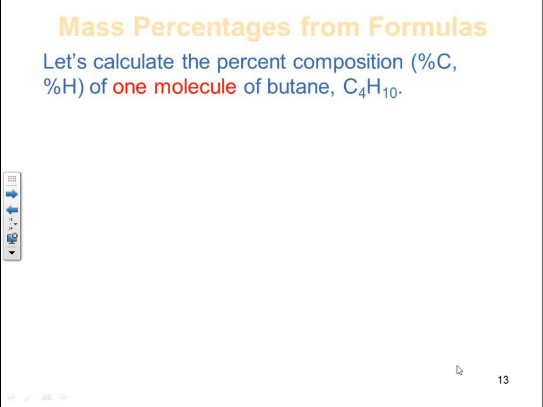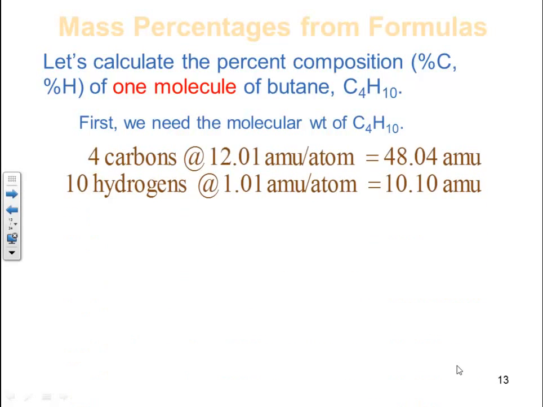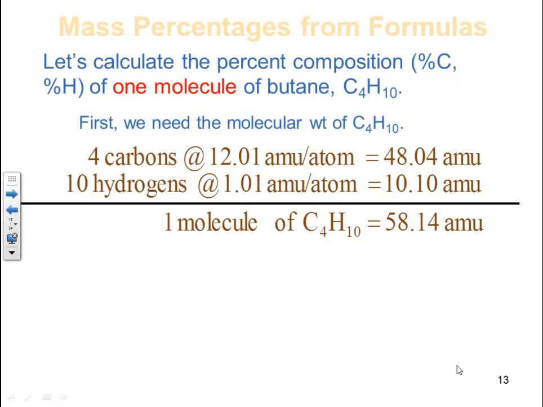Let's calculate the percent composition, meaning the percent carbon and percent hydrogen, in one molecule of butane. So just one molecule of butane, C4H10. First, we need the molecular weight of C4H10. We know how to do that. We've got 4 carbons at 12.01 AMUs per atom, which is 48.04 AMUs. 10 hydrogens at 1.01 each is 10.10 AMUs. It gives me a total mass of one molecule of C4H10 of 58.14 AMUs.